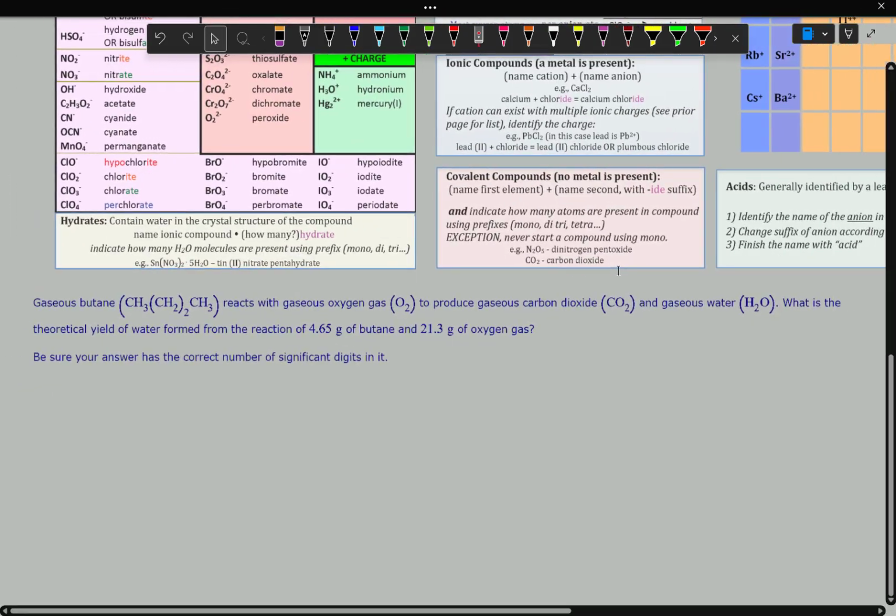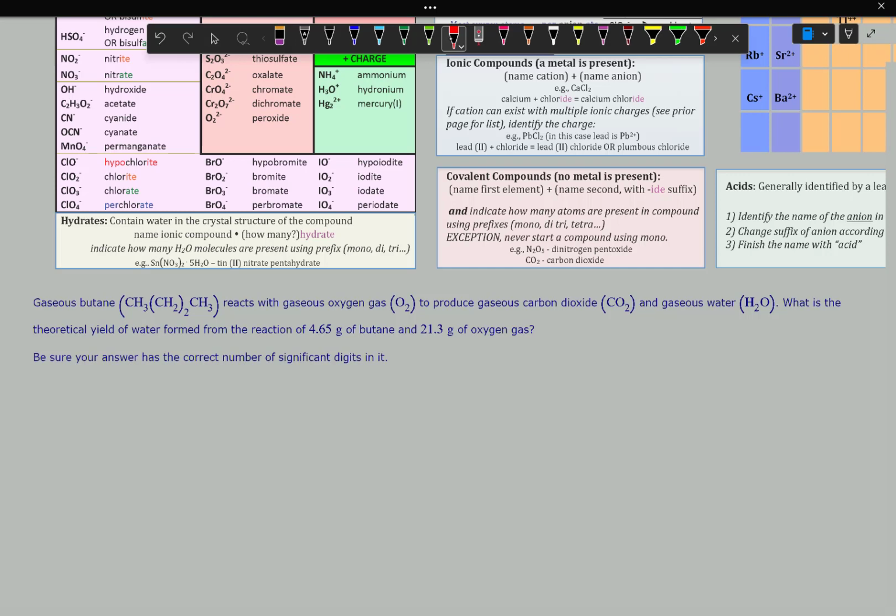So this ALEKS problem gives us that we have butane in gas form reacts with oxygen to produce carbon dioxide and water. And it says, what is the theoretical yield of water formed from the reaction of 4.65 grams of butane and 21.3 grams of oxygen gas?